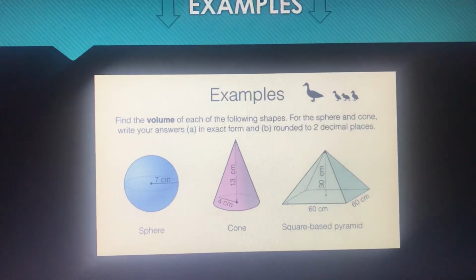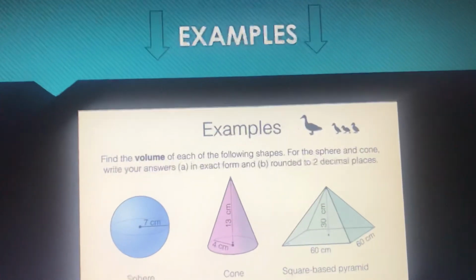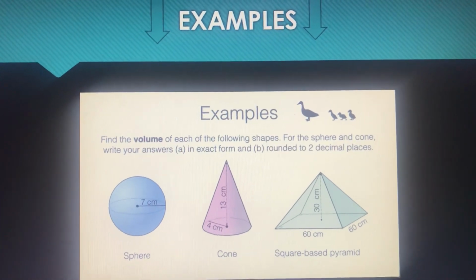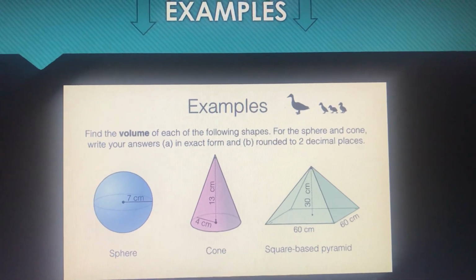Okay, so I have some examples here for you to do. The examples say just find the volume, but what I want you to do is find the volume and the surface area, and then send me the answers, or we can talk in group about the answers that you come up with.